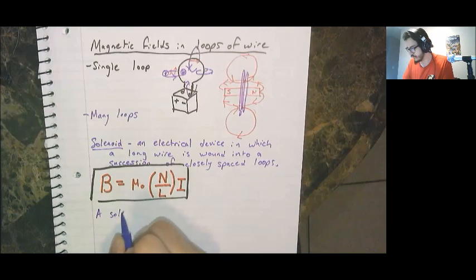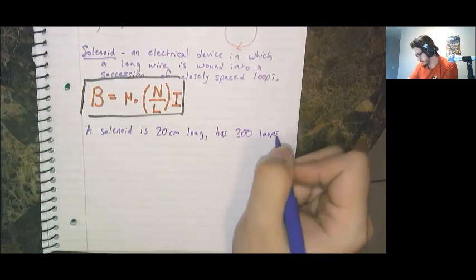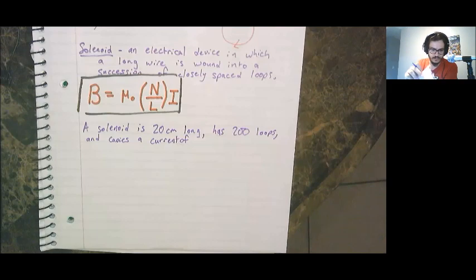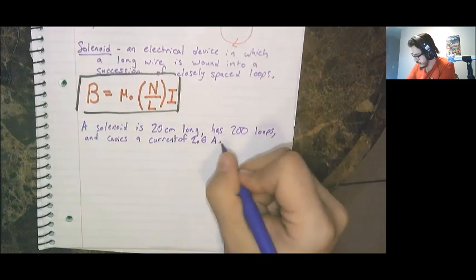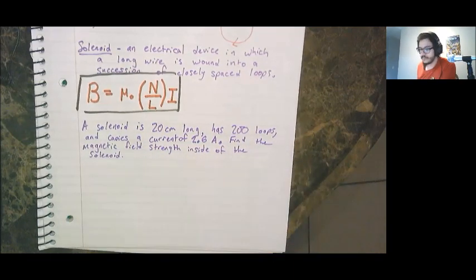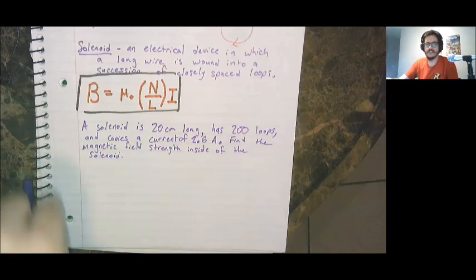All right, let's say a solenoid, what was that current we used a moment ago? A solenoid is 20 centimeters long, has 200 loops, and carries the same current that we were working with earlier. Find the magnetic field strength inside of the solenoid. Note, inside of the solenoid.